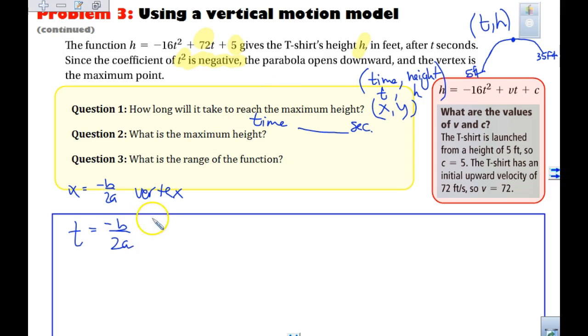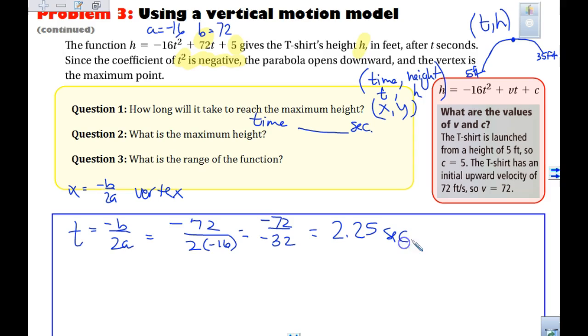So we look at our equation, and as you look at your equation, what is our b value up here? So negative b. So b is 72, right? A is negative 16. So we are going to take negative 72 divided by 2 times negative 16. So negative 72 divided by 32. Take your calculator out, divide. Okay?